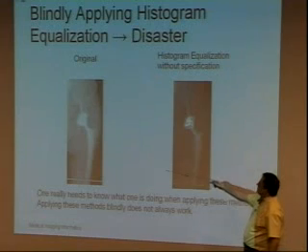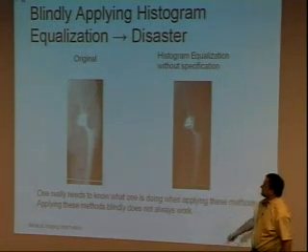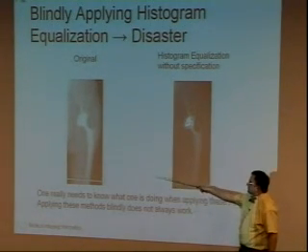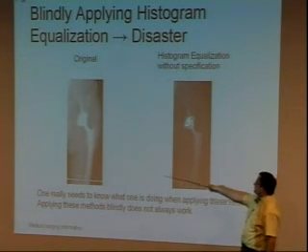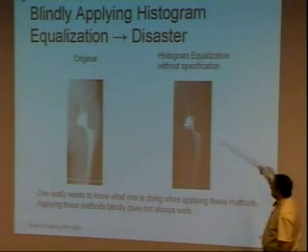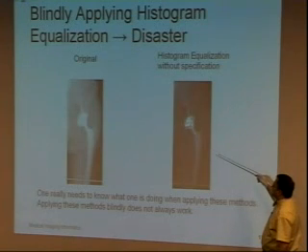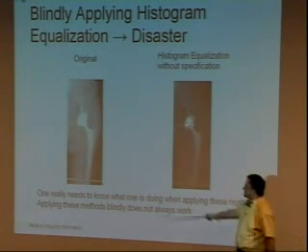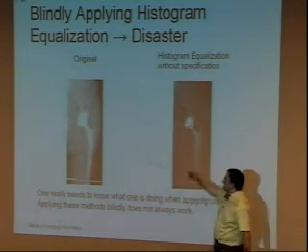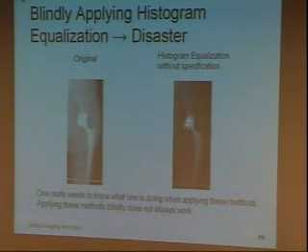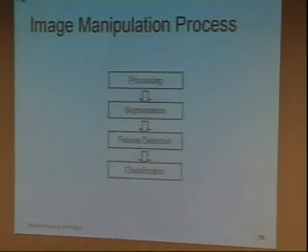When we blindly apply histogram equalization, which is really what's going on here, the result is disaster. We can see that the whole image goes to black. The reason for this is the very, very bright area, which is pushing the whole picture down into darkness. The conclusion is that one really needs to know what one is doing when applying these methods. Just applying them willy-nilly does not always work. And that's really the thesis of my presentation.